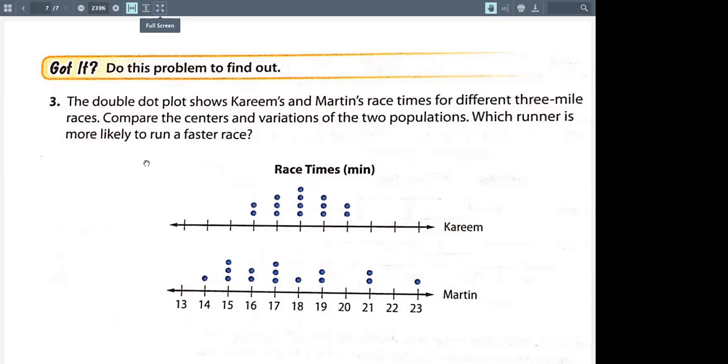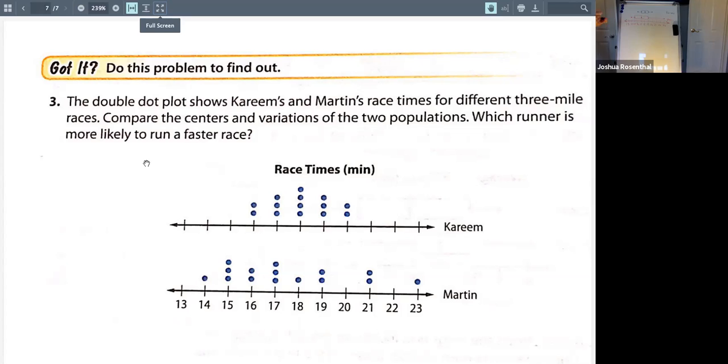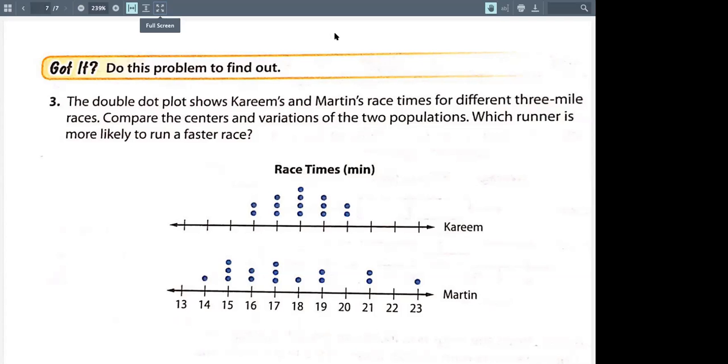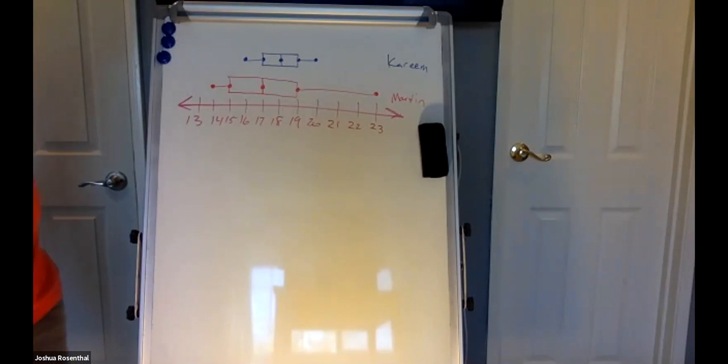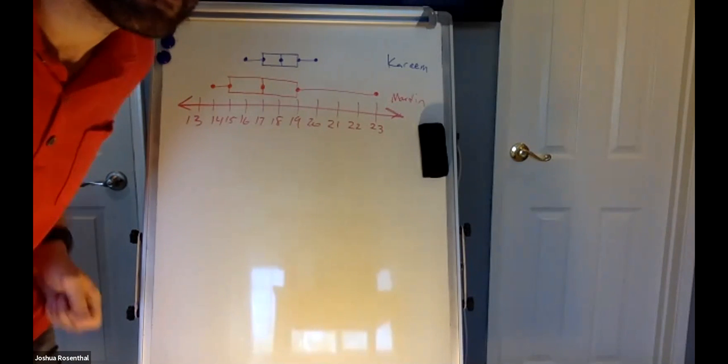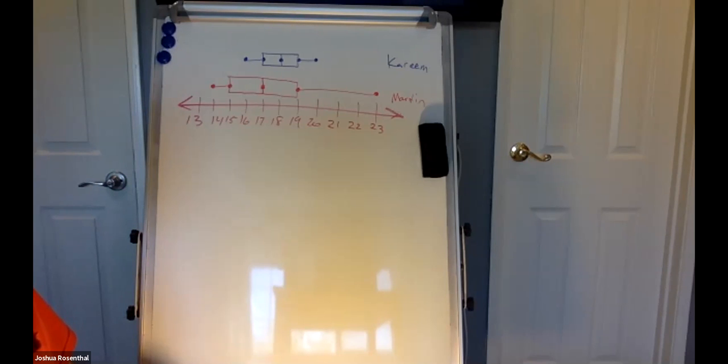Wait, how would you get the upper and lower extreme? They're just the highest and lowest dot. Oh. Okay. Should it be on 16? I have mine. It has 3 dots on it. Take a look at my box and whisker plots. Wait, Mr. Rosenthal, I think it should be on 16 because 17 has 3 dots on it, so it'll be on the 5th one. Are you on Kareem or Martin?